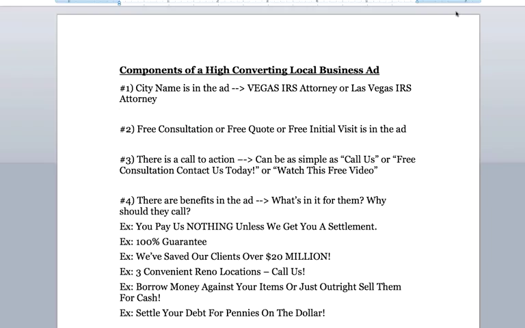This is what converts. This is what works for local business ads. I did a lot of research on this, about not only what's worked for me, but what's worked for other people, so just trust me. This is my specialty. My focus is to generate local business clients and get great results for them, and this is exactly how you do it, by following these exact steps right here.